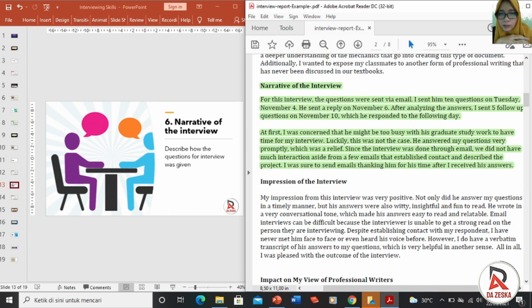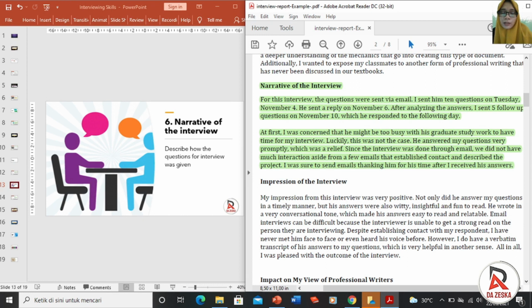And let us just go to the second paragraph. At first, I was concerned that he might be too busy with his graduate study work to have time for my interview. Luckily, this was not the case. He answered my questions very promptly, which was a relief. Since the interview was done through email, we did not have much interaction aside from a few emails that established contact and described the project. I was sure to send emails thanking him for his time after I received his answer.